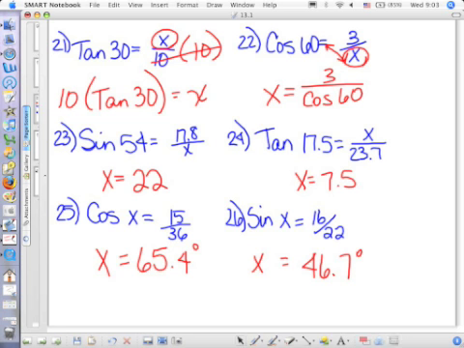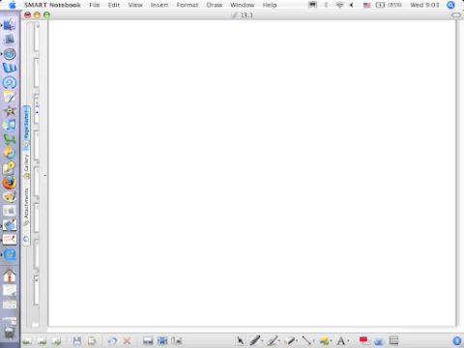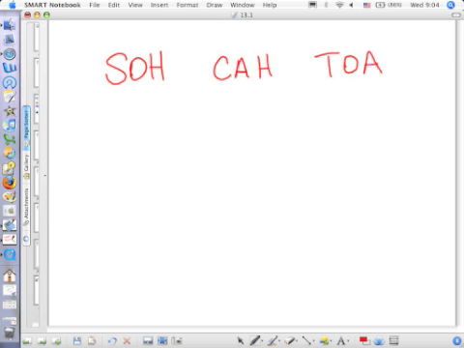Now, we need to know when to use sine, when to use cosine, and when to use tangent. And we had an acronym that we had created that helped us figure out when we use what. And it was SOHCAHTOA, where the S stands for sine, O stands for opposite leg, and H is for hypotenuse. Cosine, adjacent leg and hypotenuse. Tangent, opposite leg and adjacent leg.